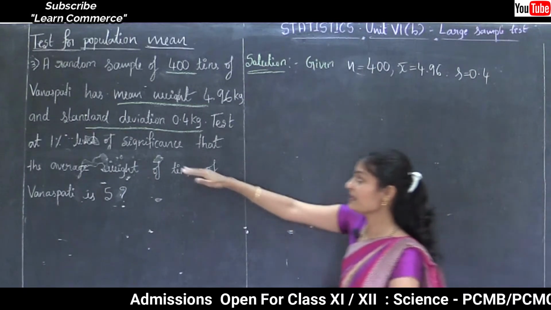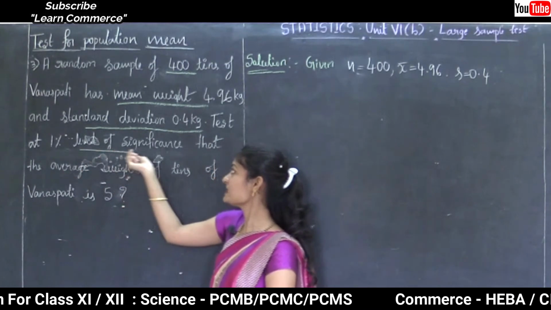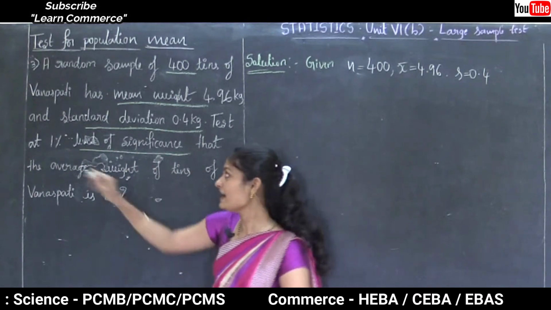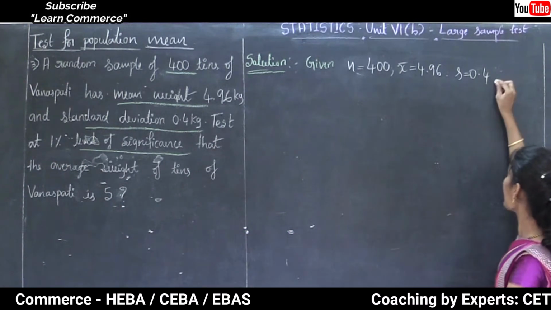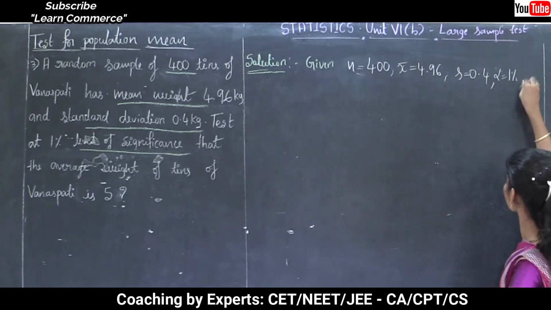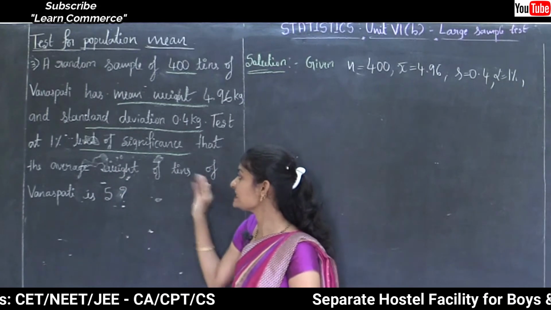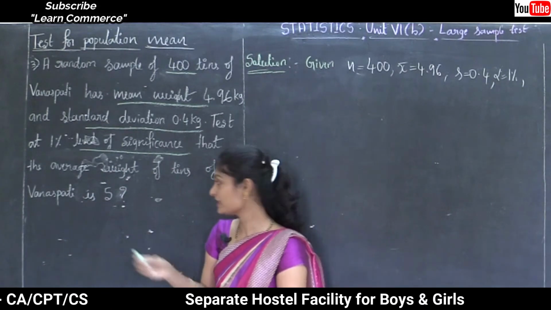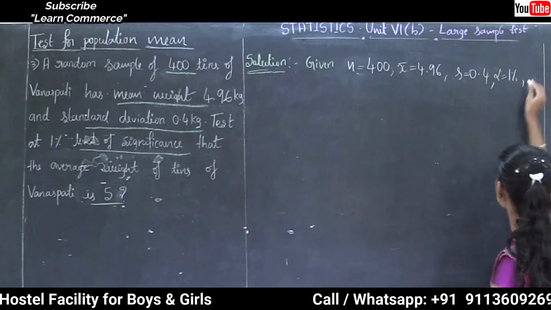Next, here 1% level of significance. The level of significance is denoted by alpha, and the given observation is 1%, so we can write alpha is equal to 1%. Next, the average weight of tins of vanaspati is 5. So this 5 is mu. So mu is 5.